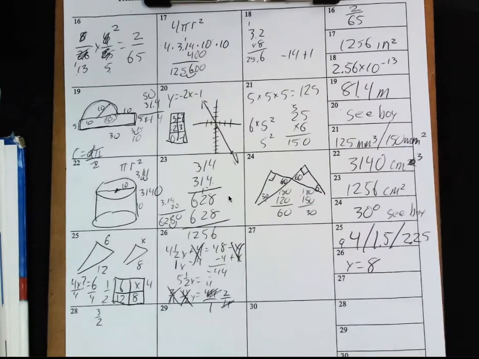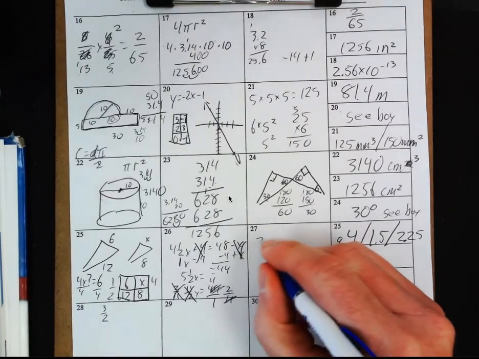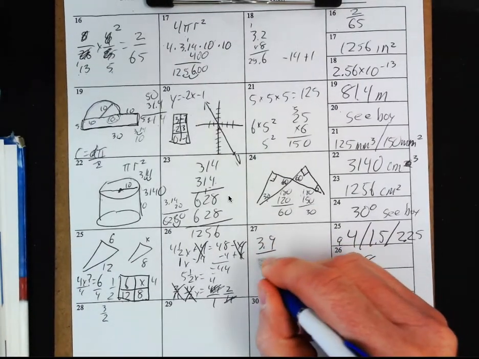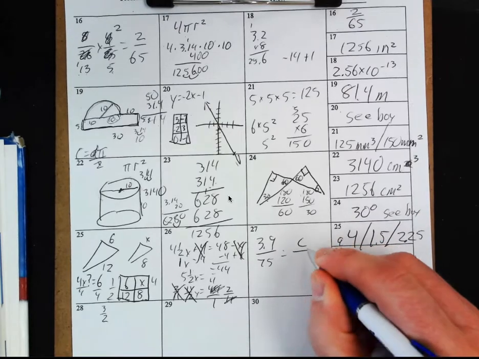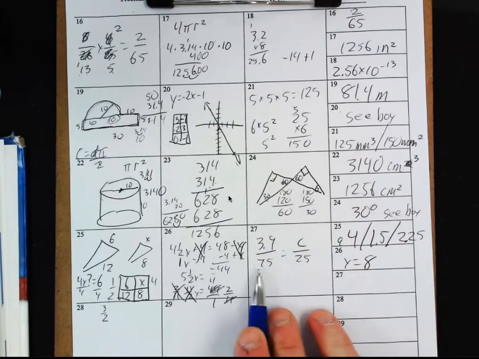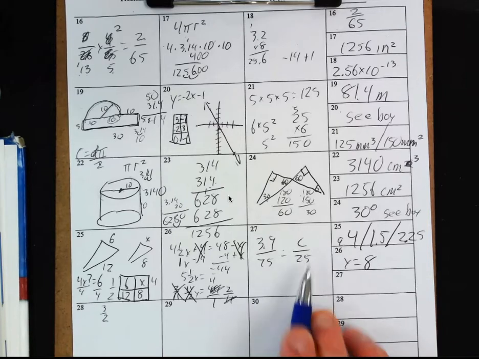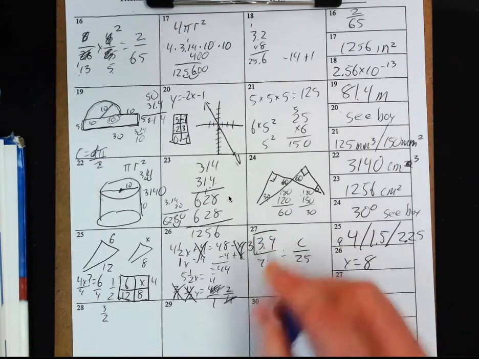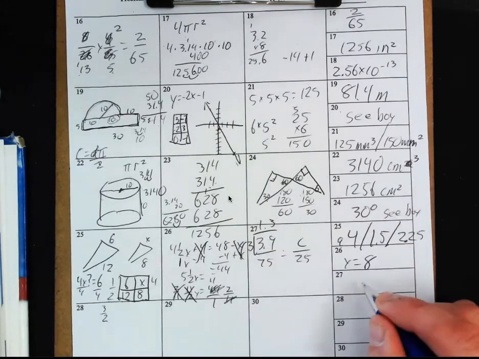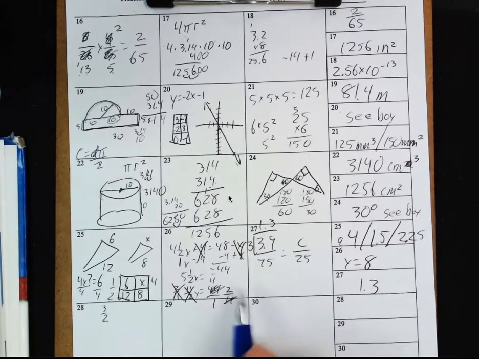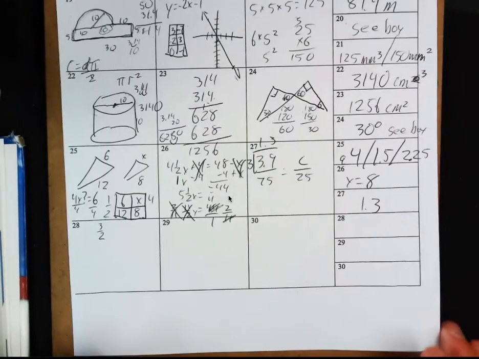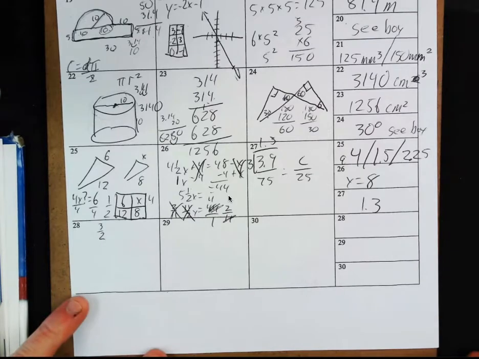Number 27. I have 3.9 over 75 equals C over 25. How did I go downhill? I divided by 3. So I divide by 3. 1, 3. Okay, hopefully you can see that. Just make sure you understand you're going down, so it's division.